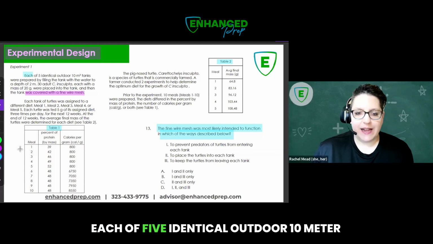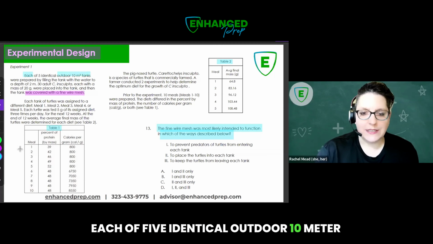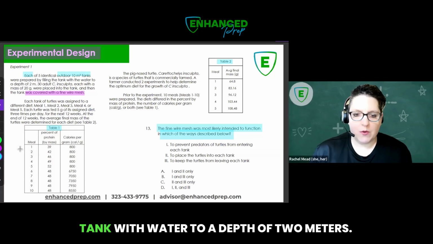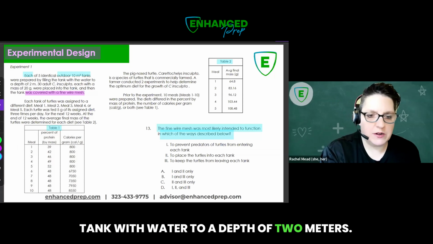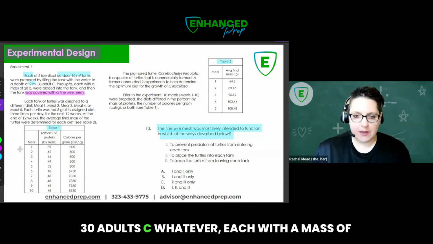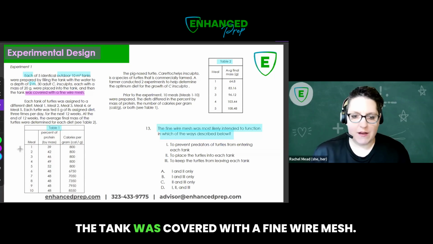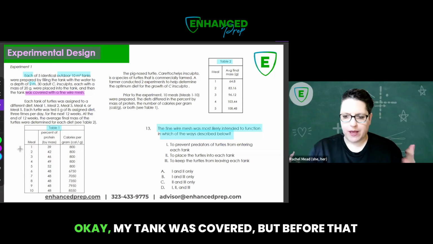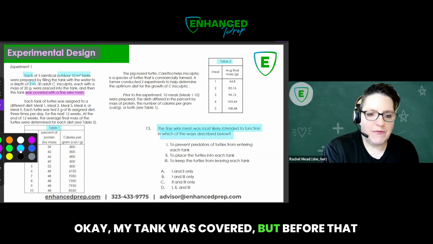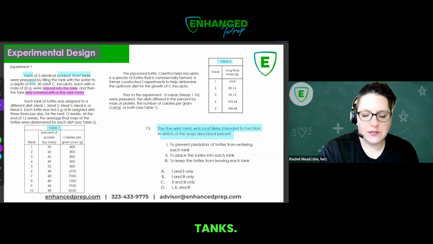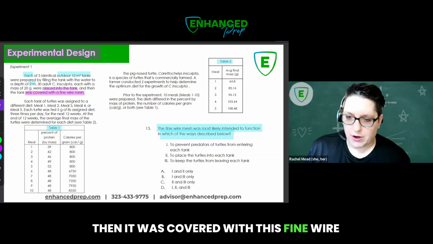Each of five identical outdoor 10-meter cube tanks were prepared by filling the tank with water to a depth of 2 meters. 30 adult C whatever, each with a mass of 20 grams, were placed into the tank, and then the tank was covered with the fine wire mesh. Okay, my tank was covered, but before that happened, something was placed into the tanks. Then it was covered with this fine wire mesh.